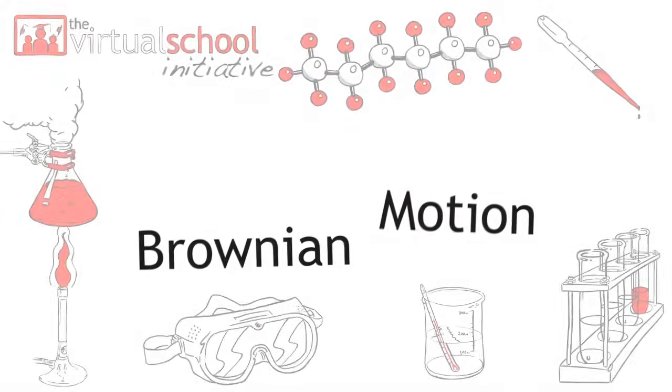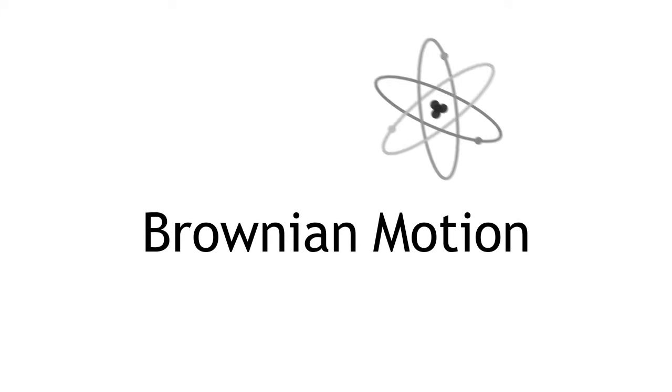In this lesson, we're going to have a look at the idea of Brownian motion. This is useful because it helped indirectly to confirm that atoms exist.